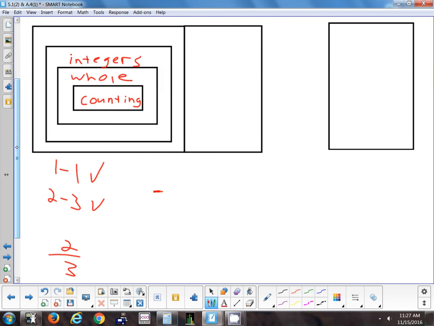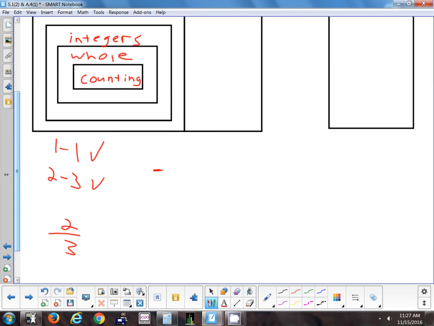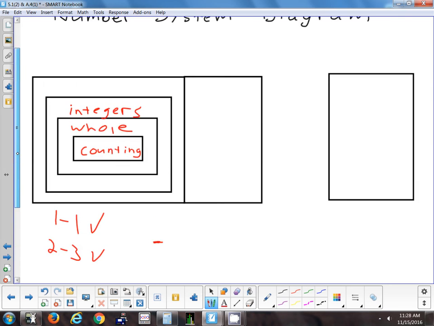Okay, if integers is kind of the extent of what you understand, you'd have to say this is undefined. You'd have to say you can't do that. How do you take two objects and divide them between three people? You can't do that evenly. So that would be undefined, unless you want to invent another new kind of number. And that's where we get parts of things, okay? Fractions and decimals. And those are rationals.